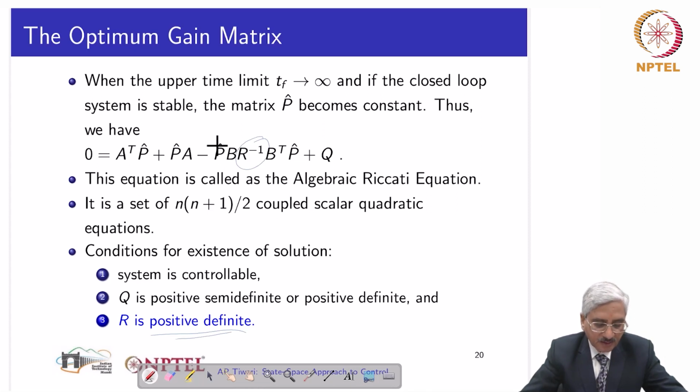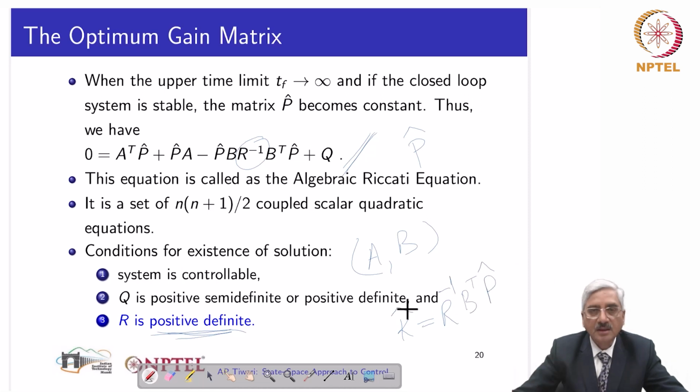So if we select a Q which is at least positive semi-definite, an R which is positive definite, and if A, B make a controllable pair, then a solution to this equation exists for the symmetric positive definite matrix P hat. And once P hat is known, then K is R inverse B transpose P hat. This is the optimal gain K hat that can be obtained.